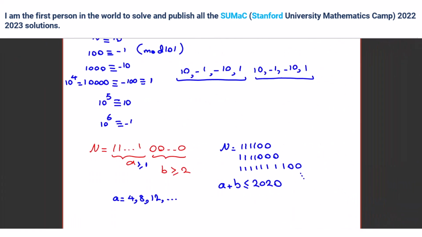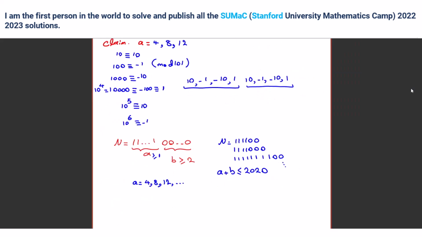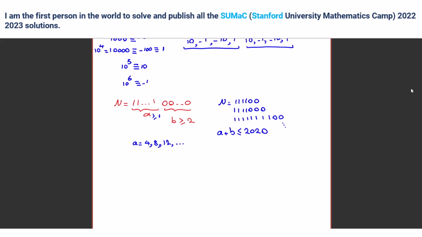So the total number is 1,018,080. Ah, you had careless mistakes. So can you explain your solution? Okay, so it goes 4, 8, 12, right? So when it's 4, B can be up to 2016, right? Yes, at most 2016 and at least what?